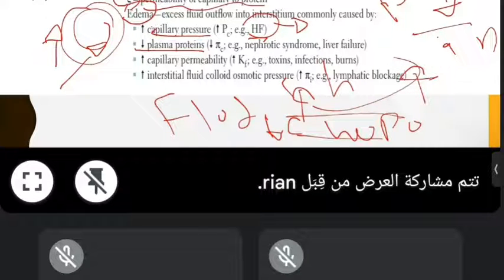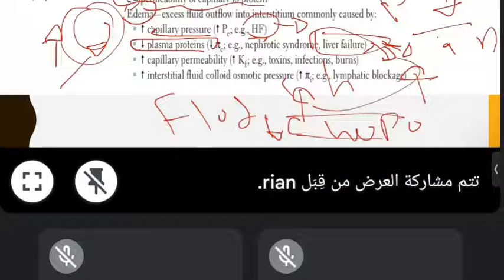Now, the decrease in the plasma protein also occurs if you have liver failure, because the liver produces the albumin, so if you have liver failure, you have hypoalbuminemia, fewer proteins in the blood vessel. Also the liver produces the immunoglobulins and other proteins. A lot of proteins are produced by the liver.